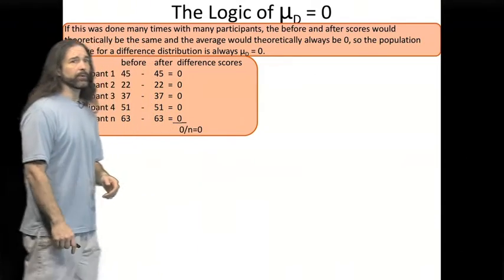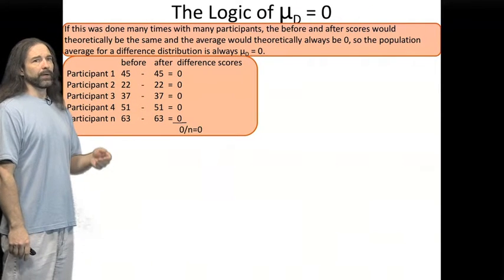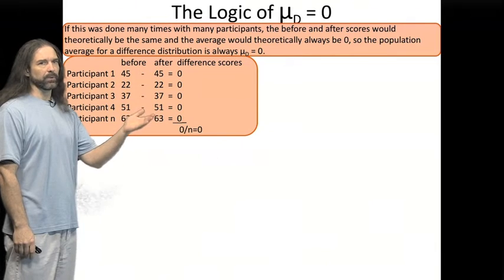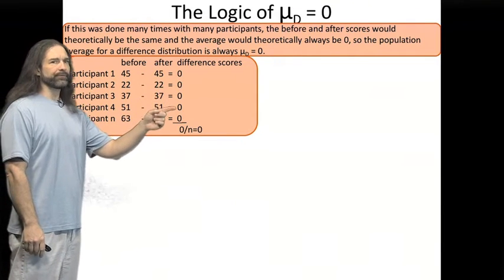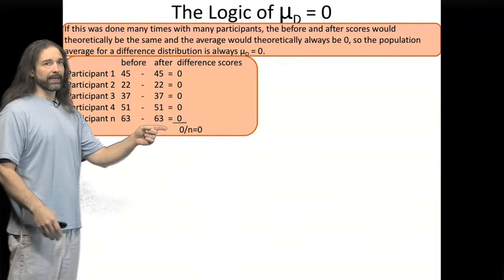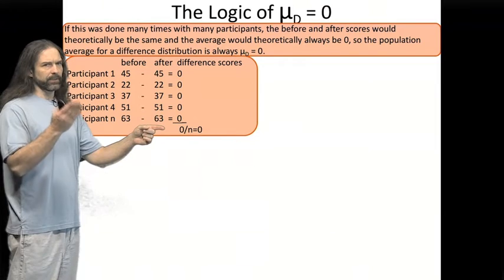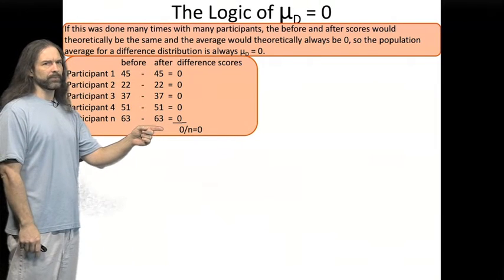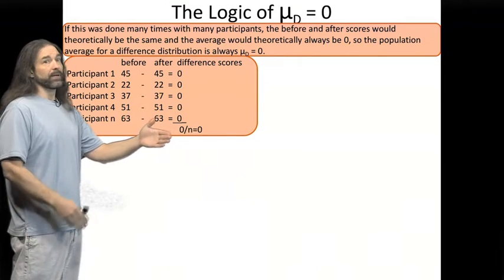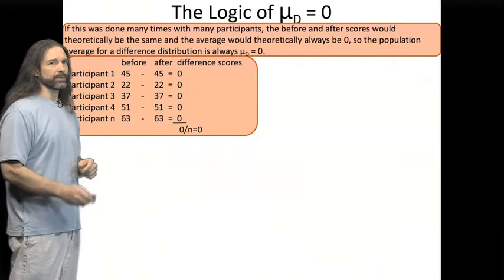So again, to reiterate with a slightly larger group, here you notice that we have zeros across the board because in the theoretical perfect world, those difference scores and the average of those difference scores would be 0 divided by n. In this case, I am showing you 5 participants, but I'm just indicating n because I could have as many as I care to. 0 divided by any number is always going to be equal to 0.